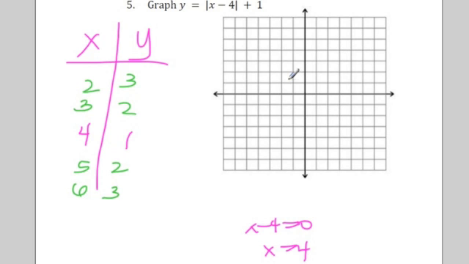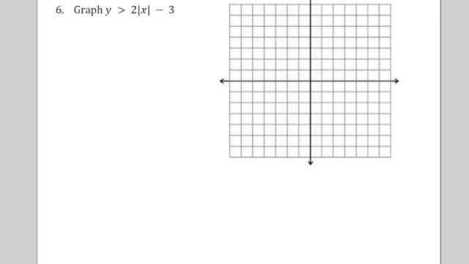So let's graph this one. 2, 3. 3, 2. 4, 1. 5, 2. And 6, 3. And I would look and I would see it's an equal sign, so I just have to graph it. Okay, and there is example 5. Okay, so those are absolute value equations. Now we're going to go ahead and graph an absolute value inequality.